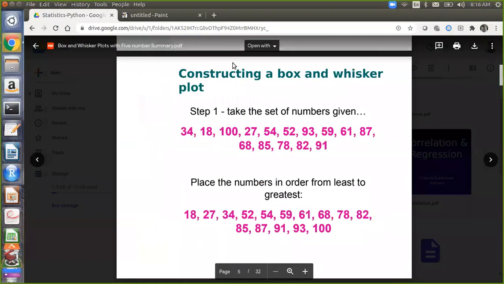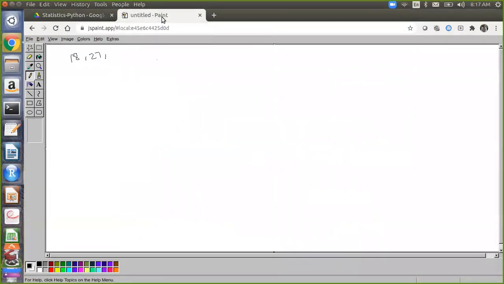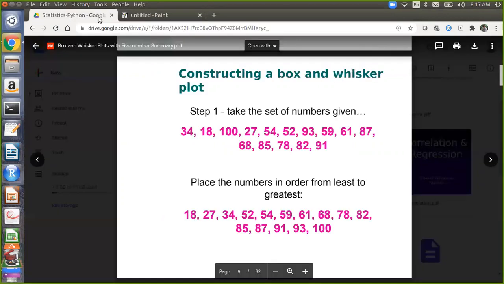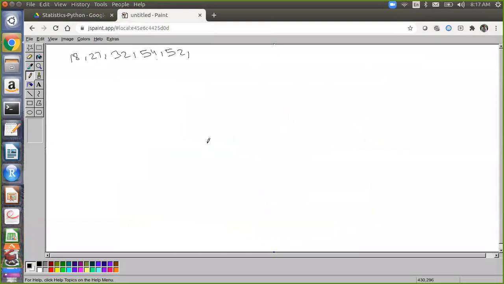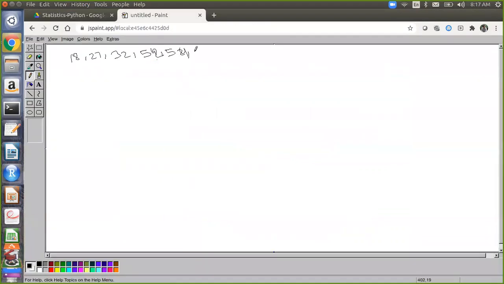Okay, now it's fine. 34, 52, 54. Okay. 32, 54, 52. Okay. 52, 50. Okay. 52, 54, 59. So this is 52, 54, and 39, 59, 61. So I'll note it down. 59, 61.